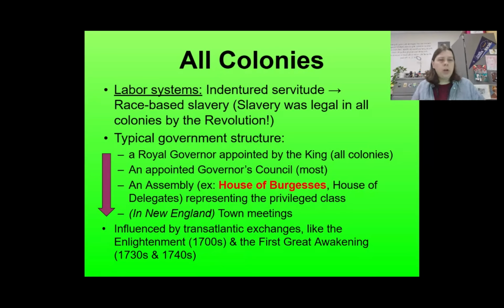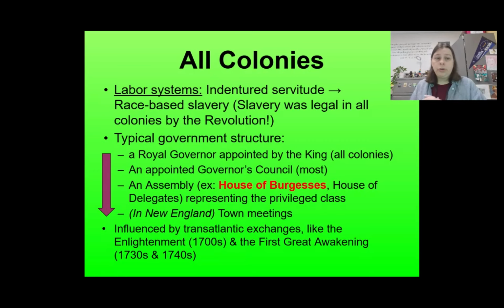A couple of the colonies try to start out without slavery. Georgia, for example, outlaws it originally, and so does, I believe, Pennsylvania. But by the time of the Revolution, slavery is legal in every single one of the colonies. We tend to think of it as being associated with the South, as it, I think, increasingly is, but it was very present in the northern colonies as well.